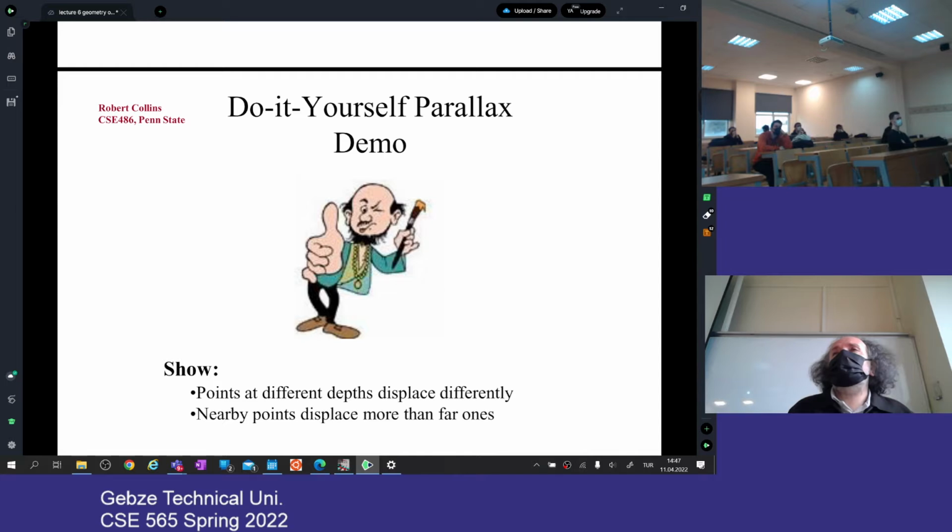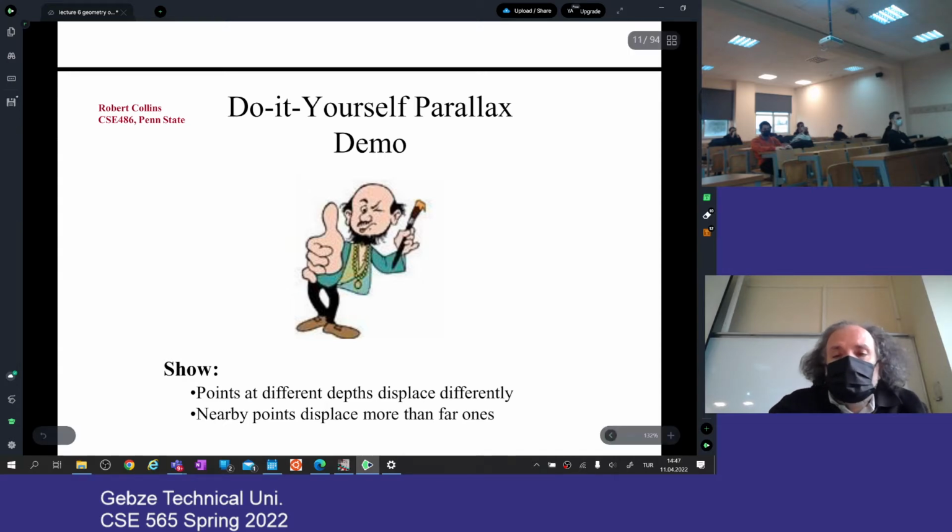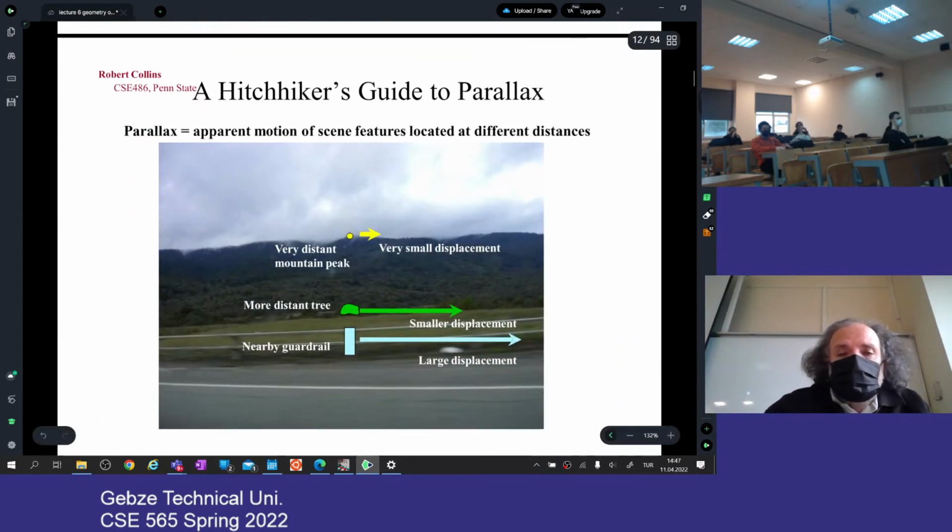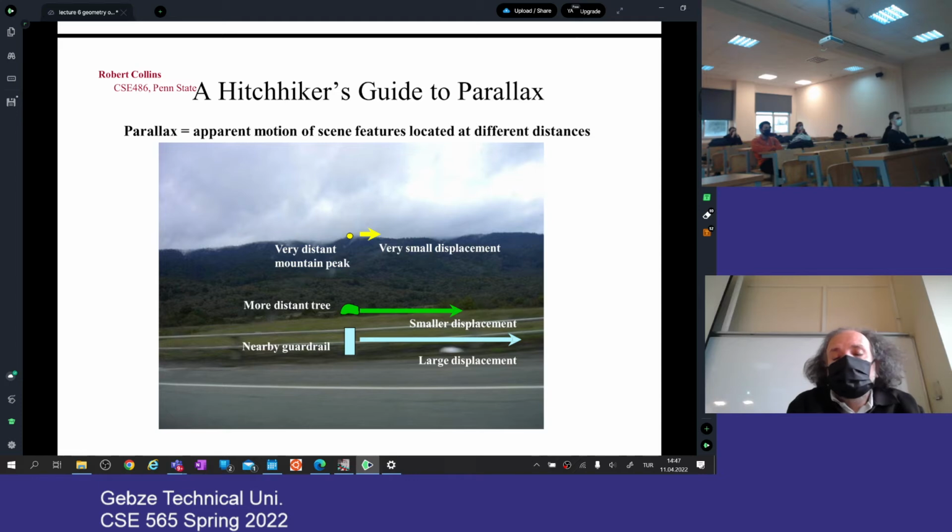If you do the same experiment for faraway objects, like the corner of the slide, left eye and right eye, the slide corner doesn't change much. That's because the disparity is so low. So this is called parallax. Points at different depths displace differently, and we use this a lot to estimate the depth.